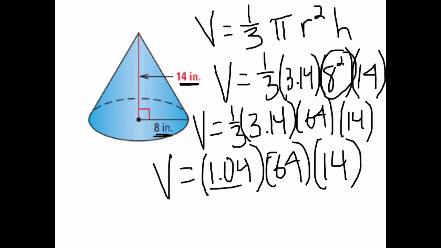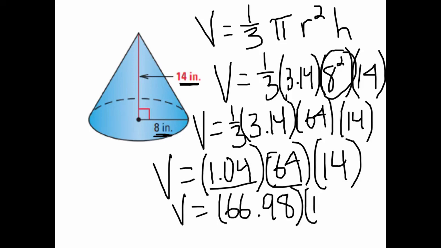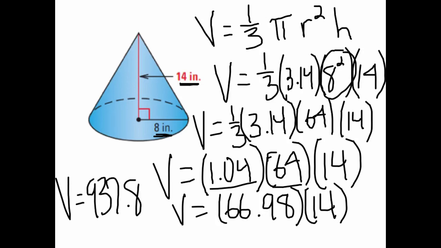I'm going to multiply 1.04 times 64. That's going to give me 66.98 times 14. If I multiply that number by 14, I get a volume of 937.8 inches cubed. And remember, volume is always cubed because the shapes are three-dimensional. Alright guys, that's it. That's all I did. I took the numbers from my shape, I plugged them into my formula, I came out with an answer. That's all you're doing. Let's practice.